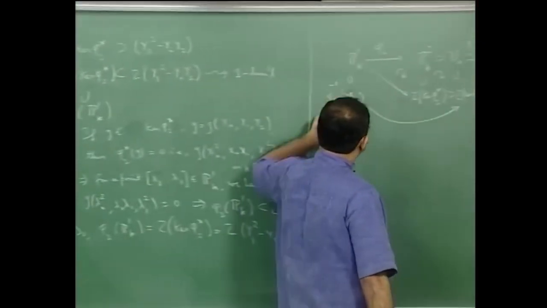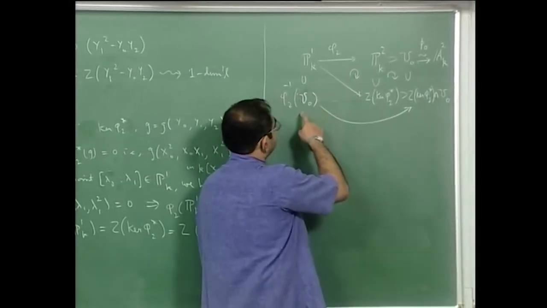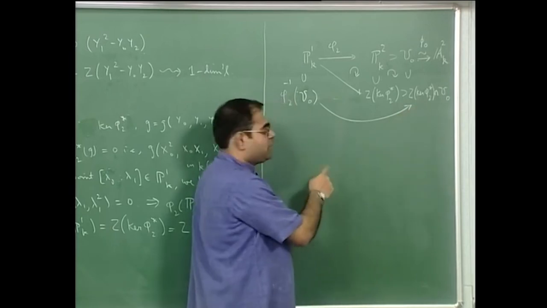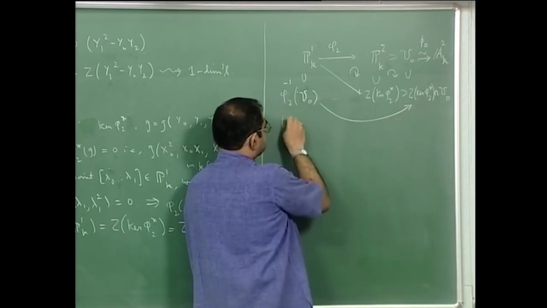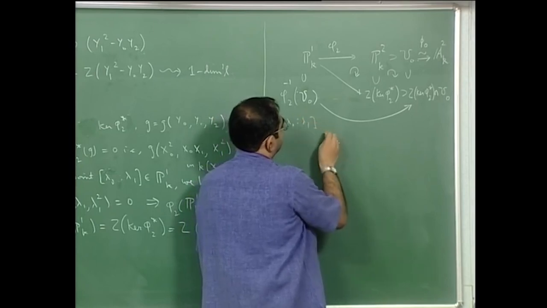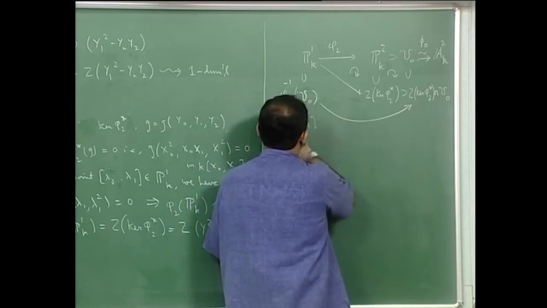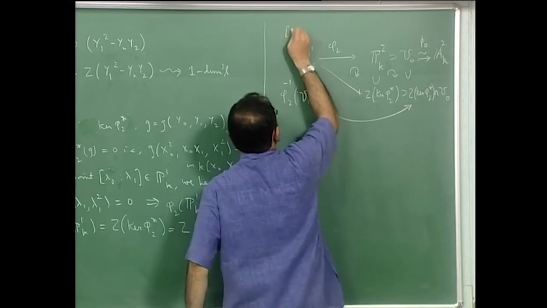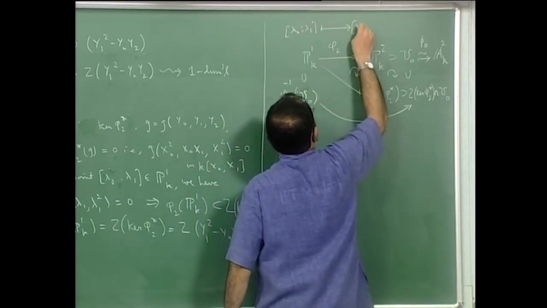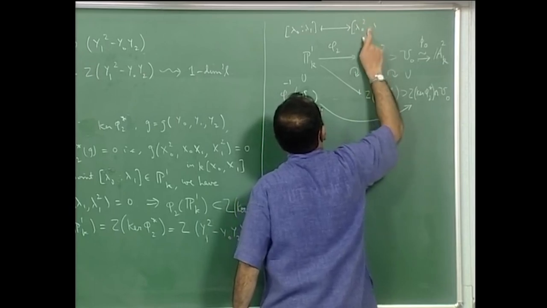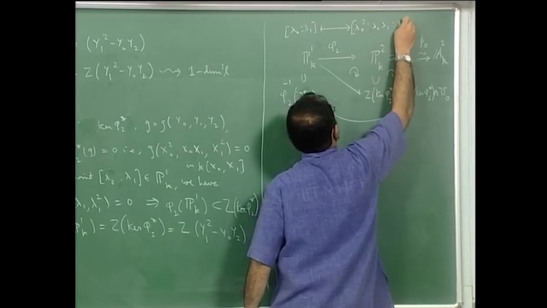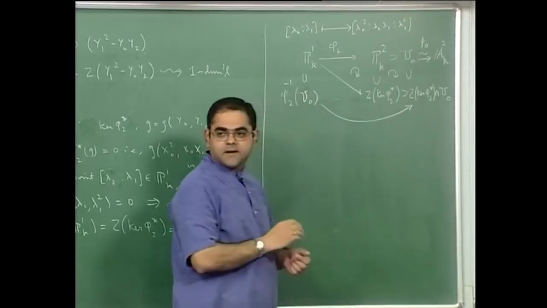But you know, the big deal is I am looking at this map. What is this map going to do? It is the same map: [lambda naught : lambda 1] going to, after all, let me write the map above, it is [lambda naught : lambda 1] going to [lambda naught squared : lambda naught lambda 1 : lambda 1 squared]. This is the map.